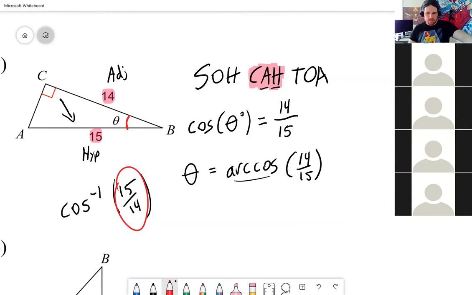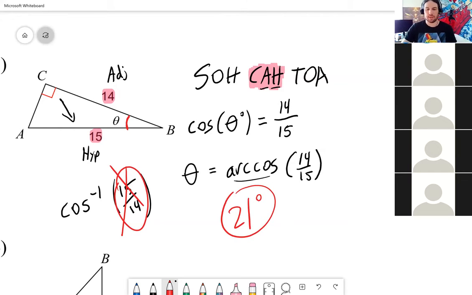Let's look at another one. So don't do 15 over 14. Actually, let me do the arc cosine here. Second, cosine -1, 14 divided by 15, enter. I got 21.03 degrees, about 21 degrees.